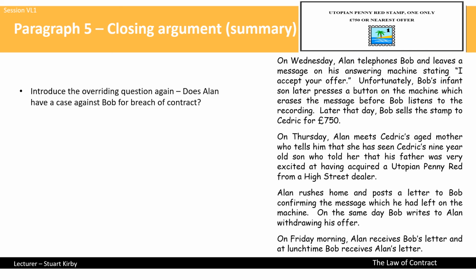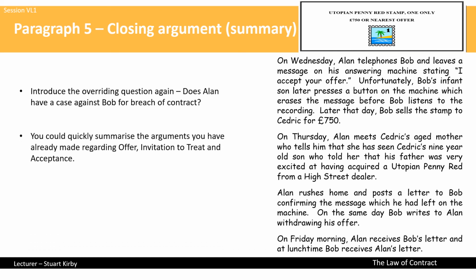And because you've mentioned so many things, you might want to reintroduce or introduce the overriding question again, which is really about, does Alan have a case against Bob for breach of contract? That's really what this whole assignment's about. And you might want to quickly summarize the arguments that you've already presented in regards to offer, where maybe you said that there isn't a case, or invitation to treat where there isn't a case of breach of contract, and then there was the acceptance part where there could be a case.